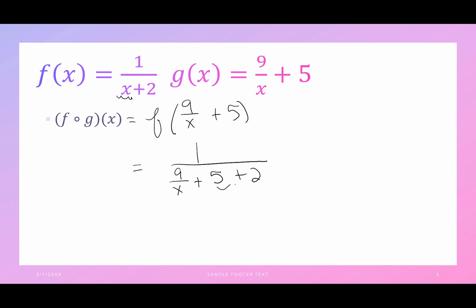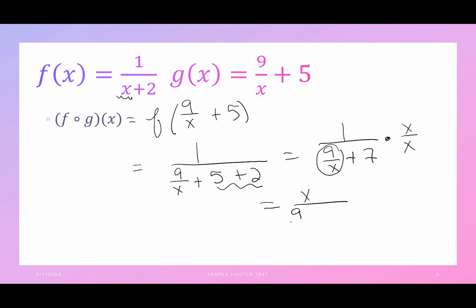Part of this will be easy. 5 plus 2 is 7, so I have 1 over 9 over x plus 7. The harder part is we usually don't like to have a fraction within a fraction, and I do have this fraction in the denominator. So what I'm going to do is multiply by x over x. X over x is equal to 1, so I haven't changed the value of anything, but I can change the look of it. In the numerator, 1 times x is x.